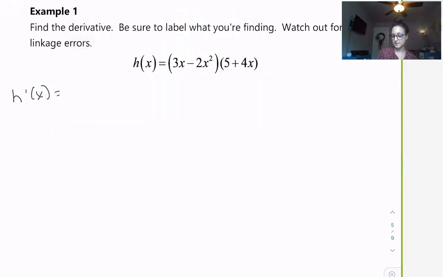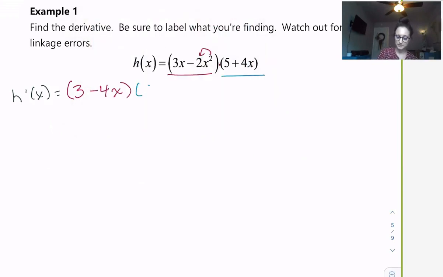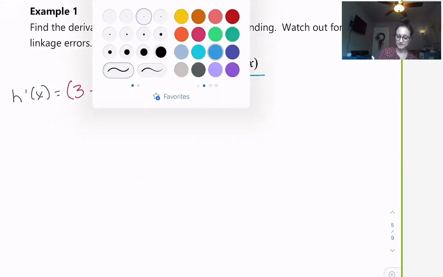Why? Because I have a product of two functions, right? Now you could certainly distribute everything and combine like terms and go term by term. That would be fine as well, okay? But we will add more functions to our arsenal where distributing isn't going to work for us when we add in like trig functions and such, okay? So formula, derivative of the first, right? So what's the derivative of 3x minus 2x squared? Well, 3 minus fly the 2 to the 2, 4x, right? That's the derivative of the first. Then we're going to hold the second, 5 plus 4x.